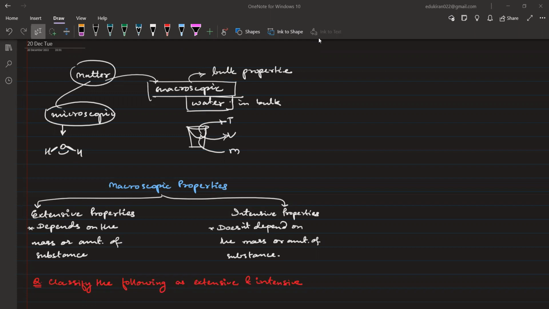Macroscopic properties are divided into two categories. Some properties depend on mass or the amount of substance. For example, a bucket of water is going to have more moles and a higher volume than a glass of water. But if you take both from the same container, the temperature of both will be the same. Similarly, the density of water is the same, so these do not depend on mass. Extensive means if you increase the mass, the property will also increase. Intensive means if you increase or decrease the mass, the property does not depend on it. So those are independent of the mass or amount of the substance.